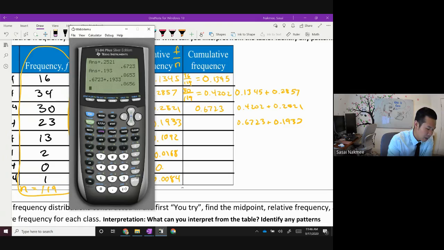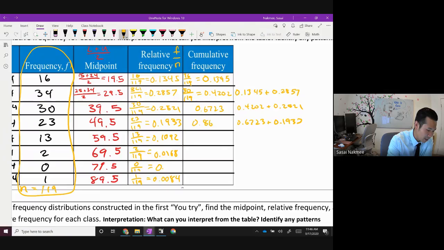Which is 0.8656. And you just keep going. Yeah, let's just keep going here.